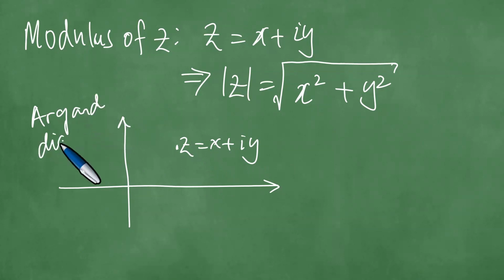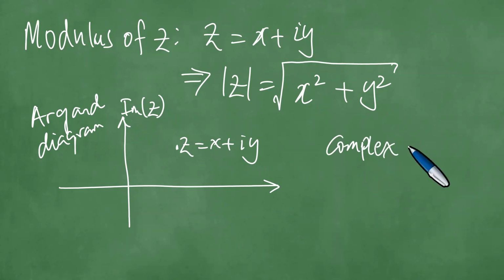It's called the Argand diagram. What is the Argand diagram? Well, the Argand diagram is the complex plane. The Argand diagram represents what you call the complex plane, and it's very important we note this.